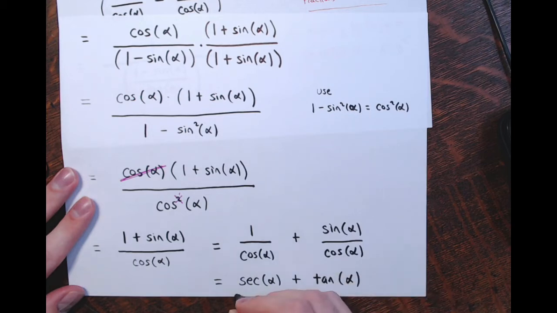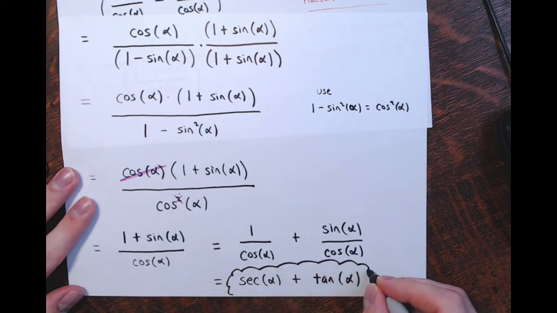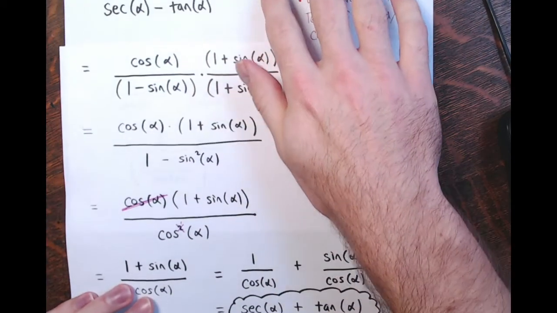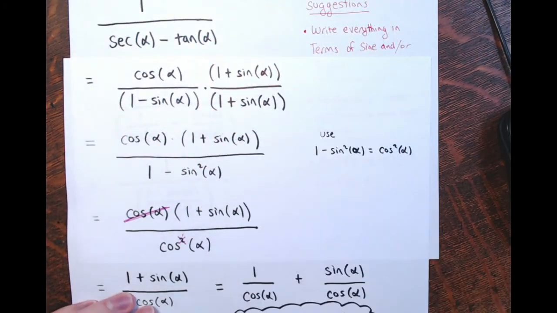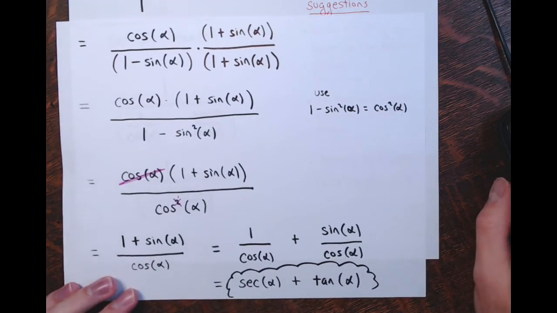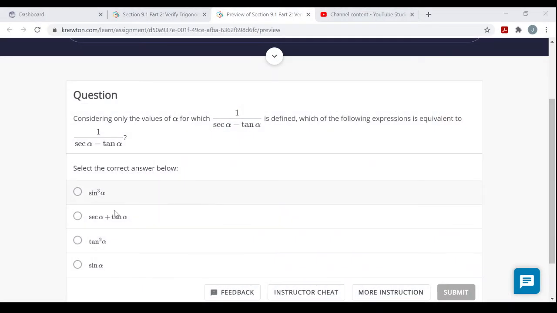So after all that, this expression, the one I started with, 1 divided by the secant of alpha minus the tangent of alpha, is equivalent to the secant of alpha plus the tangent of alpha, and that was this choice here. And that's as simple as that's going to get. That's as little writing as you're going to need to write an equivalent expression to what we started with.